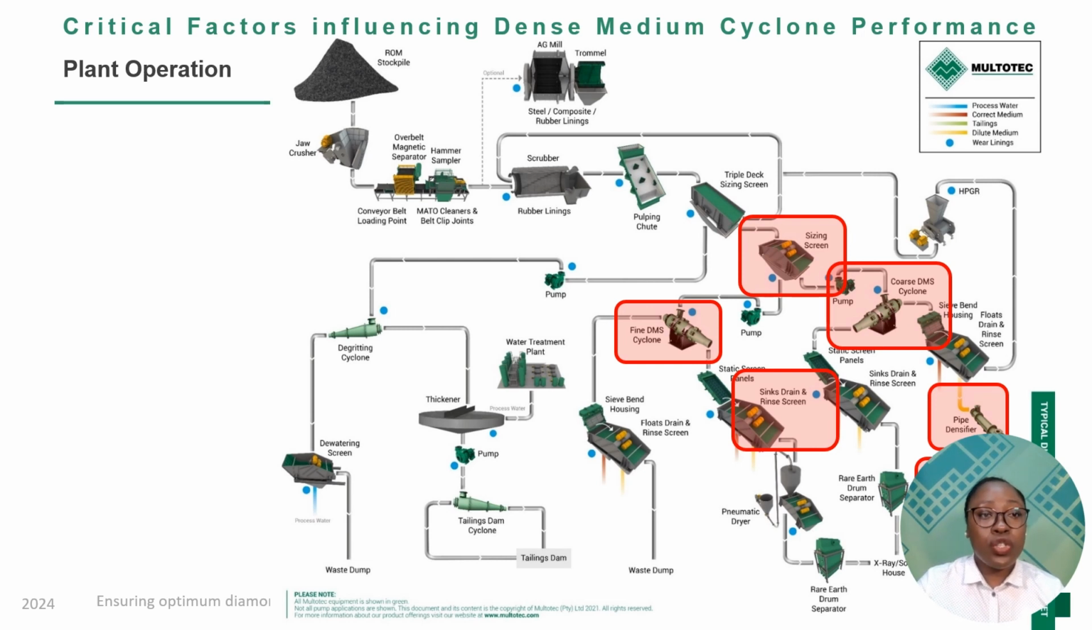Now, moving on to the fourth factor that affects your dense medium separation within your diamond application, we will look at the sizing screen prior to the DMS cyclone. We will also look at the drain and rinse screen, the pipe densifiers, as well as the magnetics, which my colleagues are going to elaborate on more.